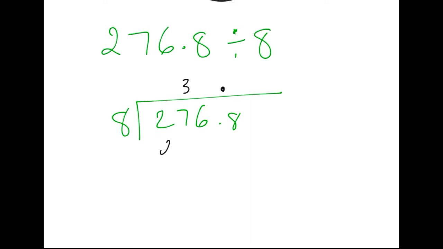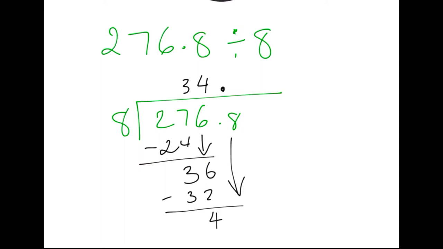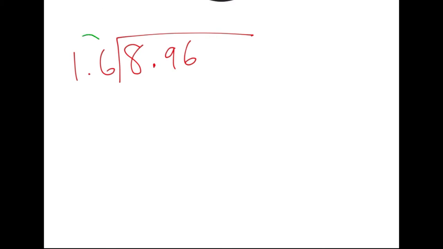3 times 8 is 24, minus, so I have 3, bring down 6. 8 goes into 36 4 times. You see how I put 4 above 6? 4 times 8 is 32. I have 4. I bring down 8. 8 goes into 48 6 times. 6 times 8 is 48. So the answer is 34.6.